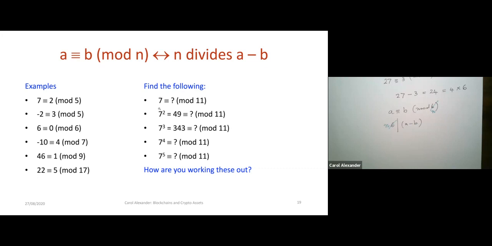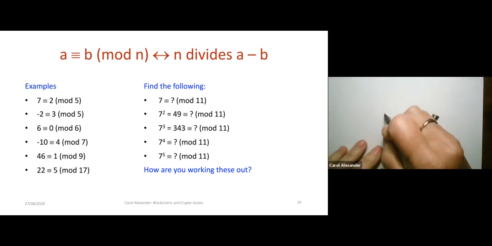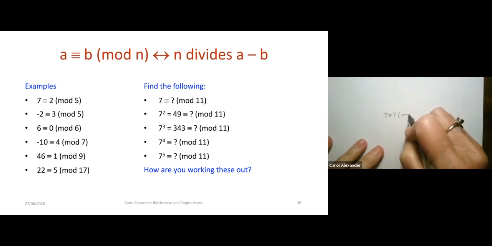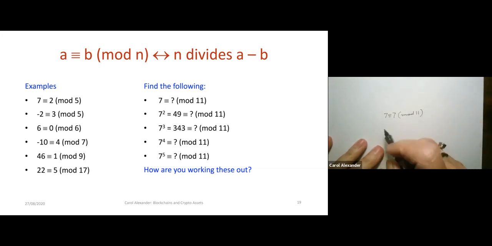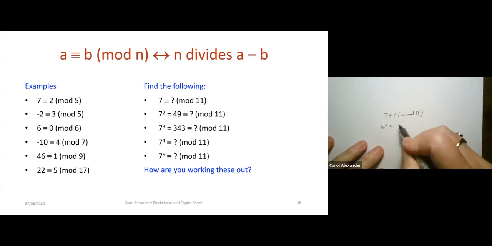Okay, now here's an exercise. Let's work out the following. 7 is congruent to what mod 11? Mod 11, 7 is already in the first round, so 7 is just congruent to 7 mod 11. But what about 49, 7 squared? 49, well, 4 11s are 44, so that leaves 5.